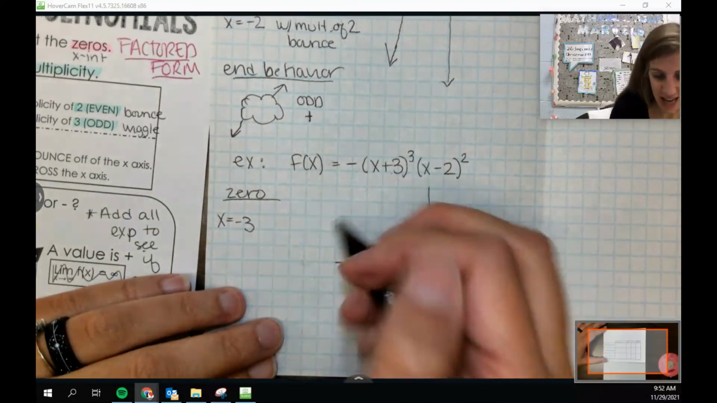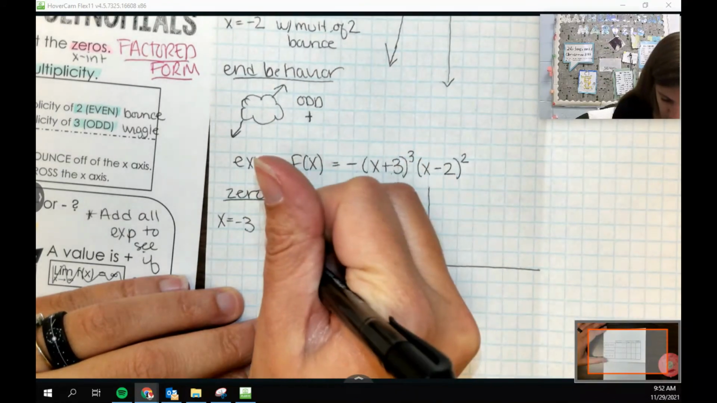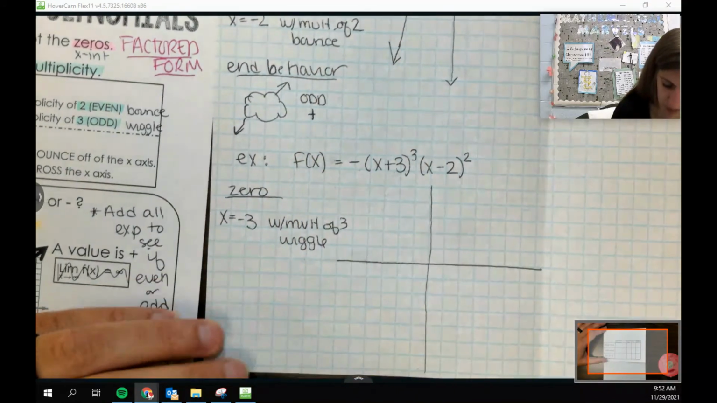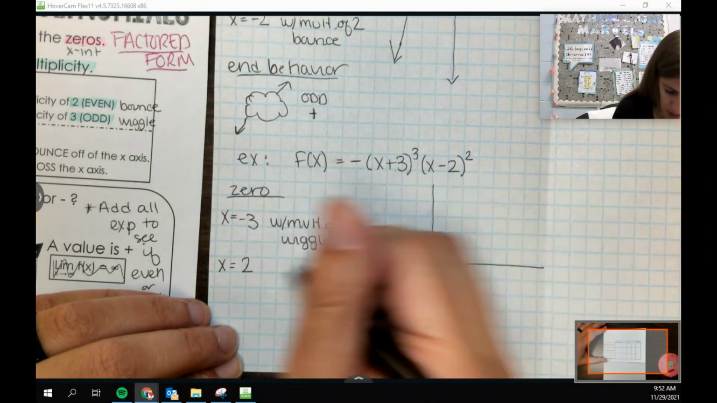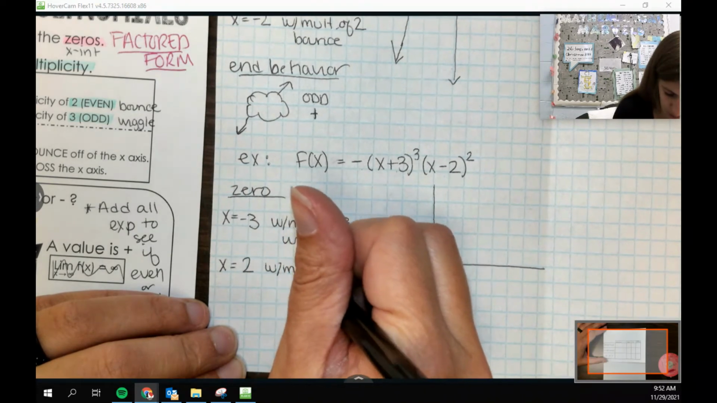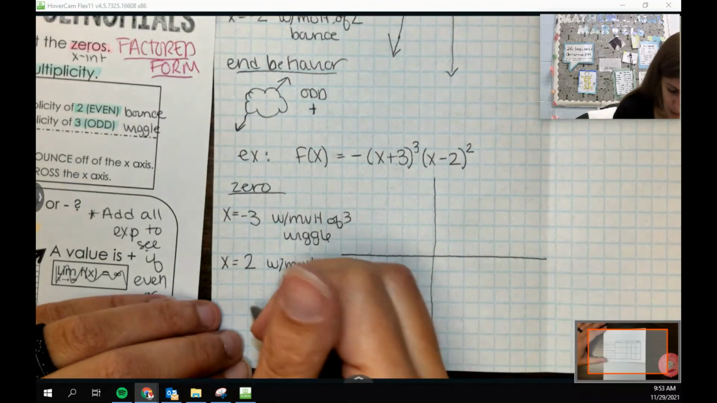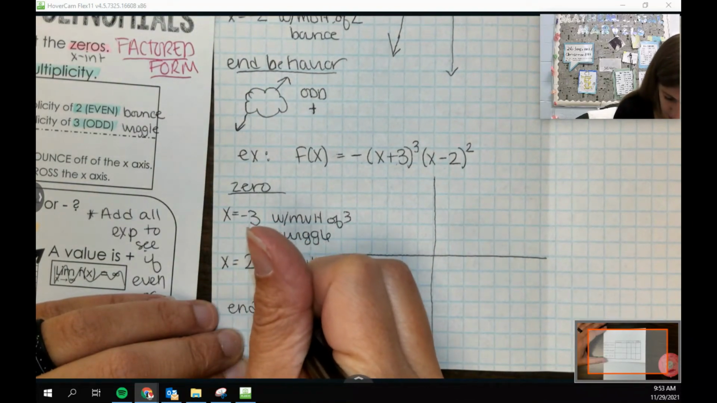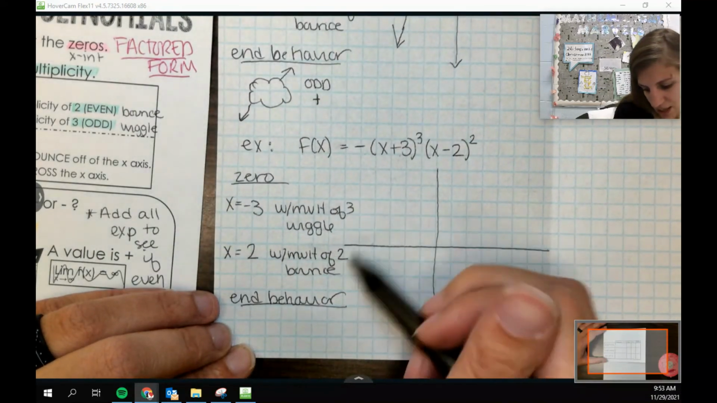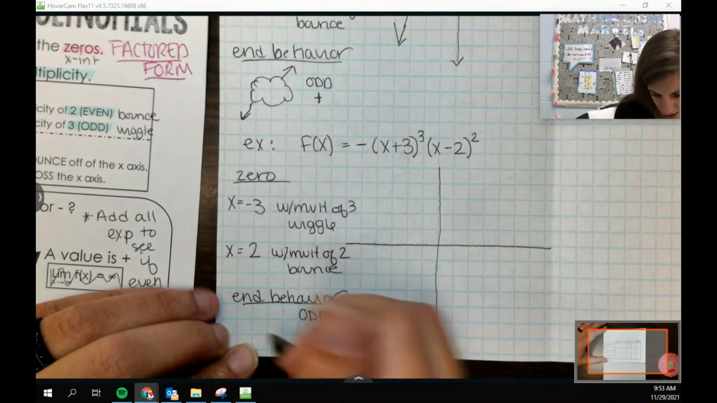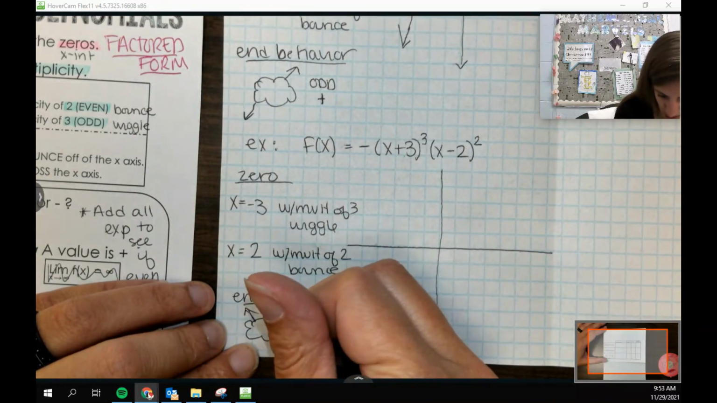So there's one at negative 3, and it has multiplicity of 3, which means we are going to wiggle. I also have one at 2 with multiplicity of 2, so we are going to bounce. When I think about my end behavior, because I have multiplicity of 3 and 2, that's a total of 5, so we are odd. And because we are negative, we are like a negative sloping line, so like this.